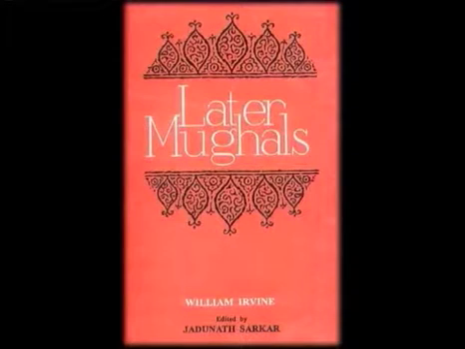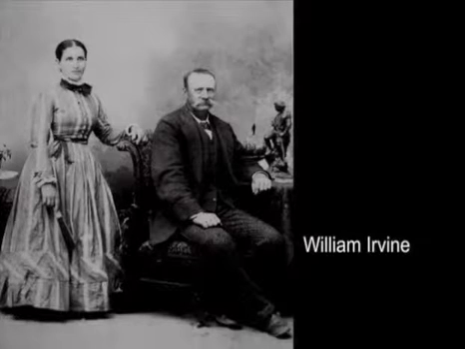This view he further elaborated in another book called Later Mughals, the history of the Mughals of the 18th century India, in which he tried to show that the reason of the decline of the Mughal Empire in the 18th century was due to the weaknesses of the Mughal emperors, the intrigues of the nobility, as well as the religious policy of the Mughals. This was nothing new. William Irvine in his book had already delineated this kind of view, particularly emphasizing on the weakness of the moral character of the Mughal emperors.